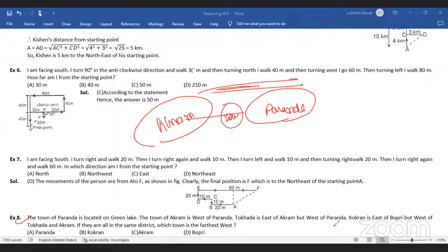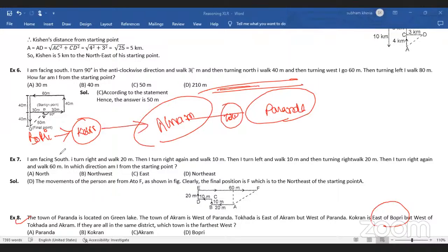Kokran is east of Bopri but west of Tokhanda and Akram. अच्छा, Tokhanda and Akram के west में is what? Kokran. ठीक है. Kokran is east of Bopri, will come to this, but Kokran is west of Tokhanda and Akram, so Kokran is somewhere here. And this Kokran is what? East of Bopri. East of Bopri मतलब Bopri is here, तभी ना Bopri के east इधर जाएगा. Yes or no?